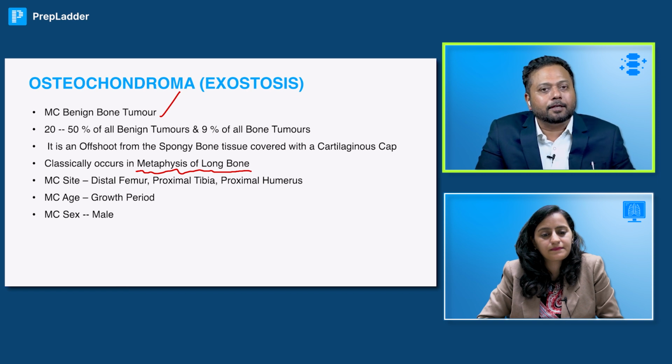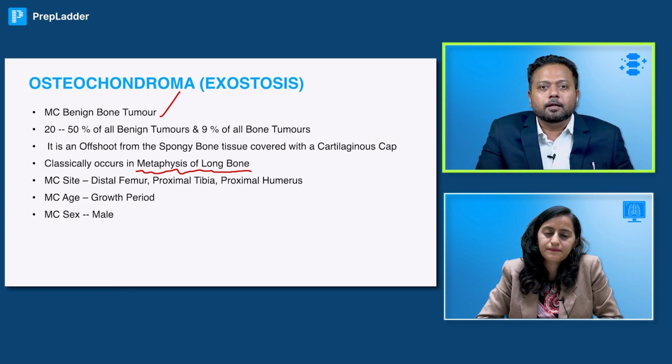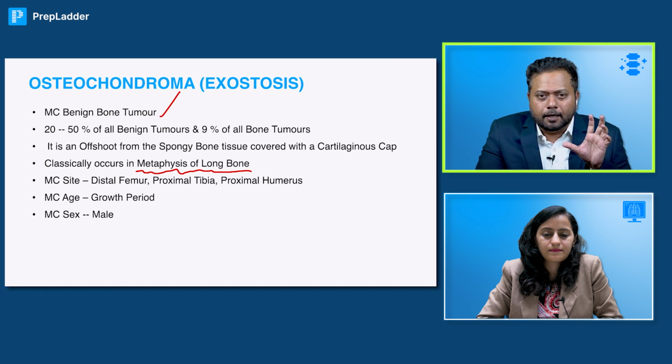Most common site is the distal end of the femur. The second common site is the proximal tibia. These two sites, so anyhow, it's around the knee joint. That's the most common site. Many times repeated question, should concentrate.